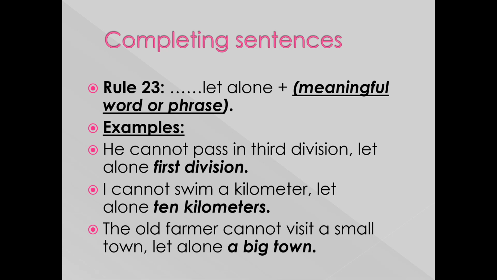Third example, the old farmer cannot visit a small town, let alone a big town. Okay, so the old farmer cannot visit a small town. Again, the old farmer cannot visit a big town. So the first one is negative, and that's why the second one is more negative, and that's why we have used let alone before the second one. The old farmer cannot visit a small town, let alone a big town. This is very easy to remember, and I think it will not create any difficulty for you to remember this structure of let alone, right?